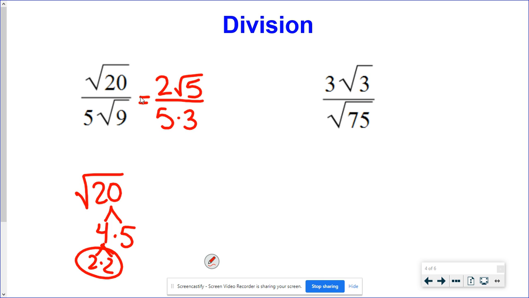Trick question. Can 5s cancel? Answer is no, they can't, because one's in a radical, the other one's not. So in the numerator, I have 2 rad 5. In the denominator, I have a 15, and that doesn't simplify anymore. That just stays exactly like it is.